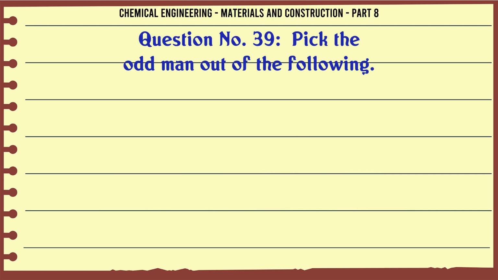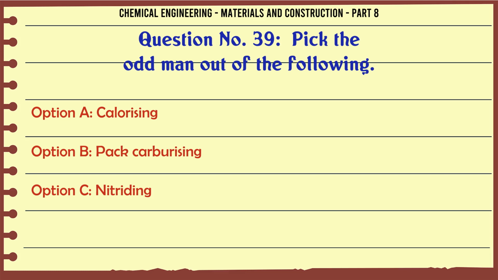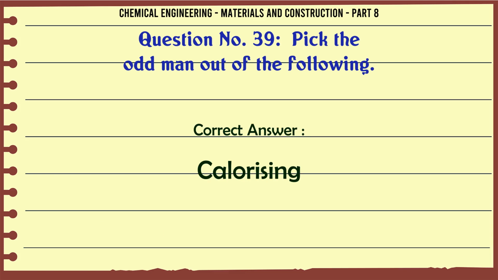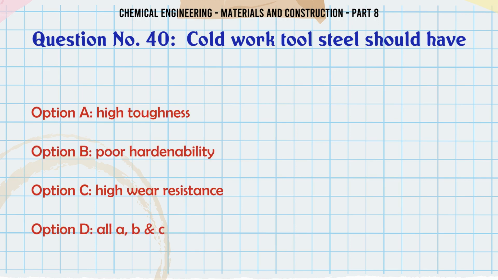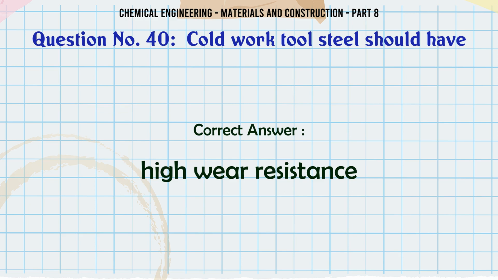Pick the odd man out of the following. A. Calorizing, B. Pack carburizing, C. Nitriding, D. Cyaniding. The correct answer is calorizing. Cold work tool steel should have A. High toughness, B. Poor hardenability, C. High wear resistance, D. All A, B and C. The correct answer is high wear resistance.